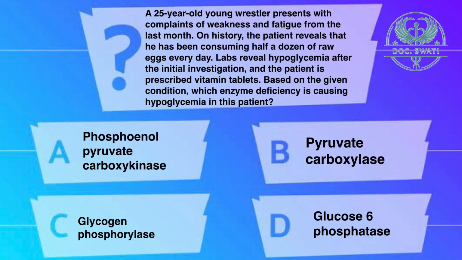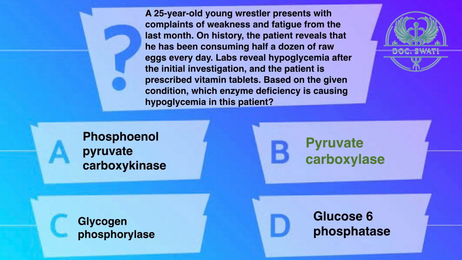Option A, phosphoenolpyruvate carboxykinase. Option B, pyruvate carboxylase. Option C, glycogen phosphorylase. Or option D, glucose 6 phosphatase. So which option do you consider the right one? Well, yes, option B, pyruvate carboxylase is the correct answer.